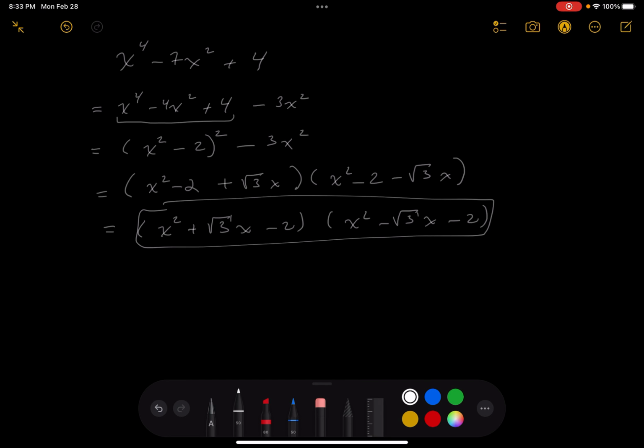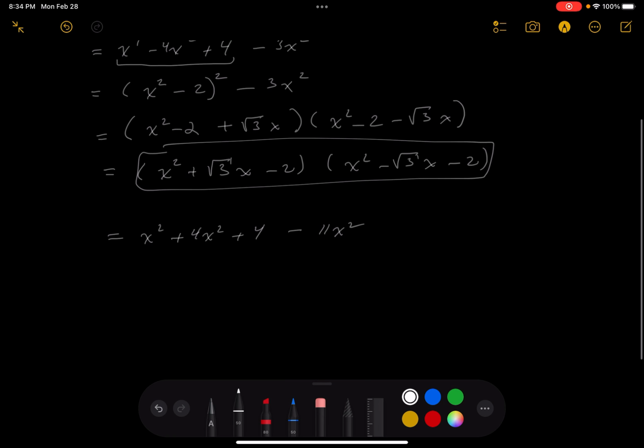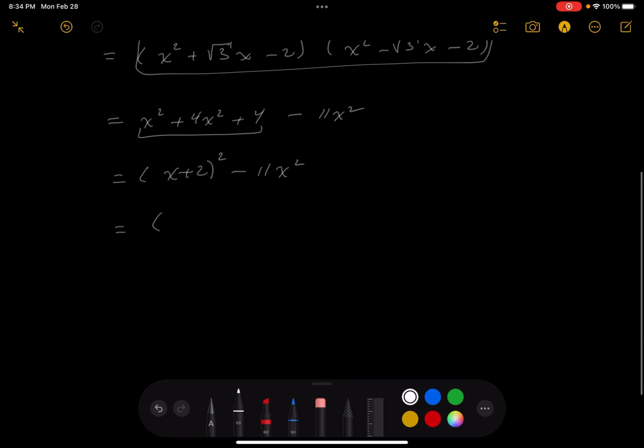Well, that might require a little bit of thinking on your end, but I guess what I could do instead is I could write this as x⁴. Instead of minus 4x², I could have said plus 4x², plus 4. And then it would be minus 11x². It's still equal to that. I mean, 4x² minus 11x² is still minus 7x². Why would I do that? This becomes a perfect square. And what is that perfect square going to be? (x² plus 2) squared, and it's minus 11x². All right? What do you do now? It's a difference of perfect squares.